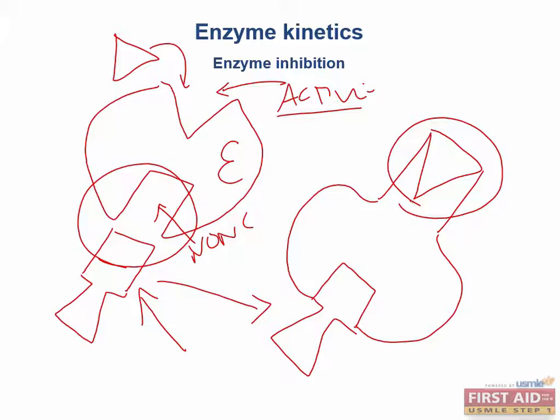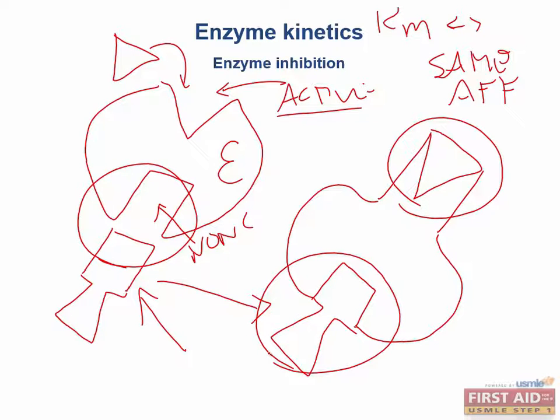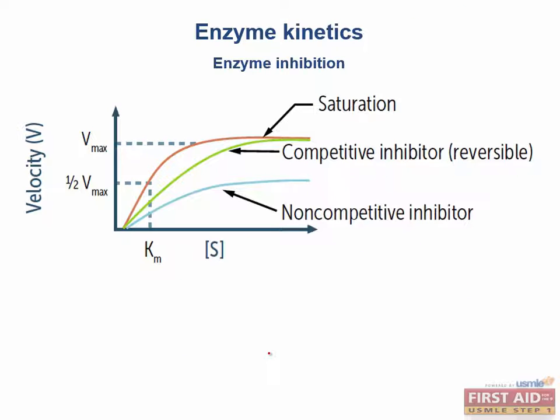Because the active binding site and the substrate still have the same affinity, because they can still bind each other, the Km is unchanged. So again, non-competitive inhibitors do not resemble substrate and therefore do not bind the active binding site. They bind here and they can still affect the overall chemical reaction. So here, let's look at this graph.